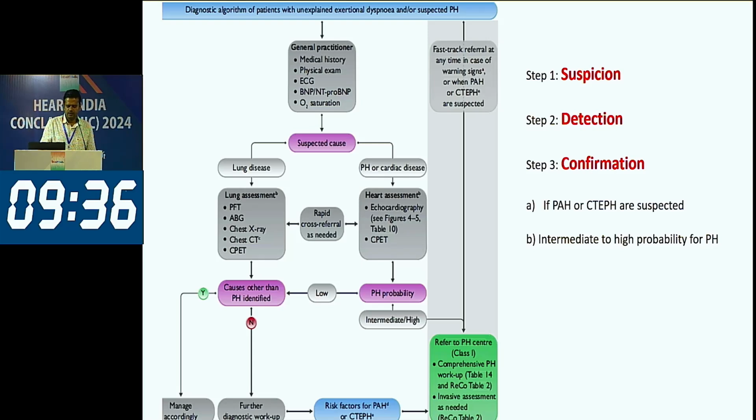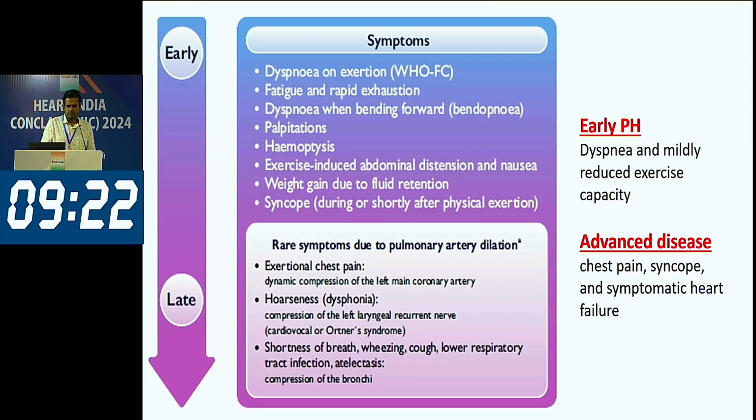And from echocardiography there is assignment of pulmonary hypertension probability. In the patient with intermediate and high probability, the patient should go for right heart catheterization for confirmation of pulmonary hypertension. So symptoms which are very common in early PH can be dyspnea or mild exercise fatigue.